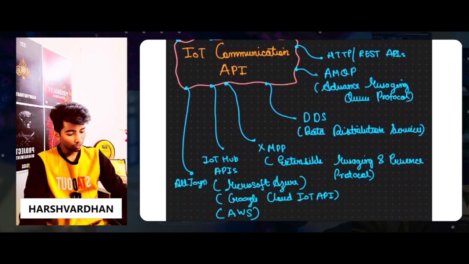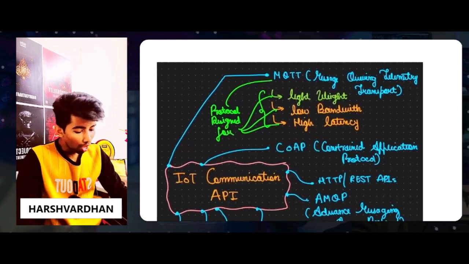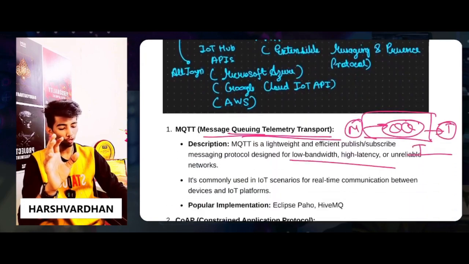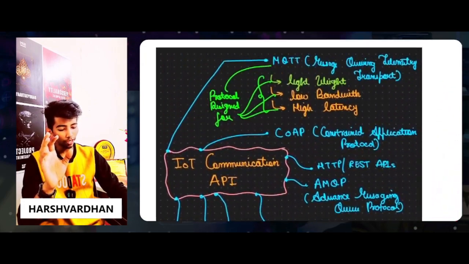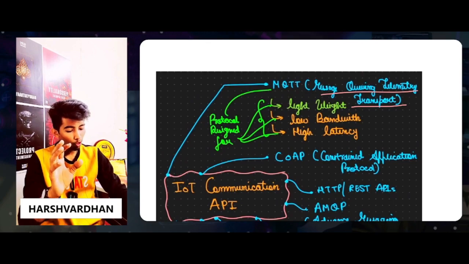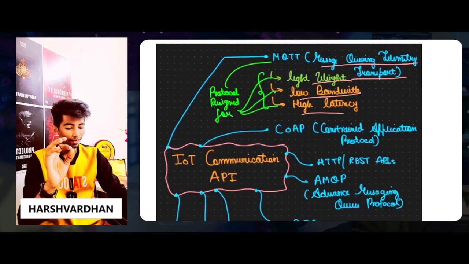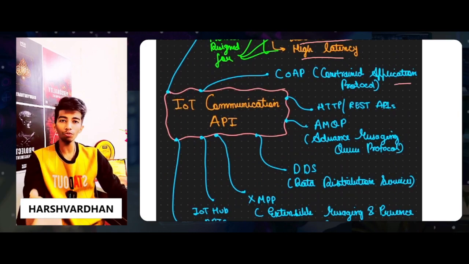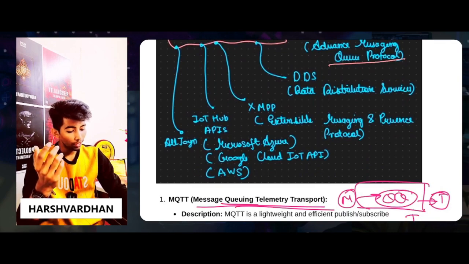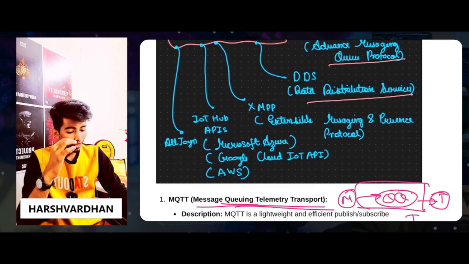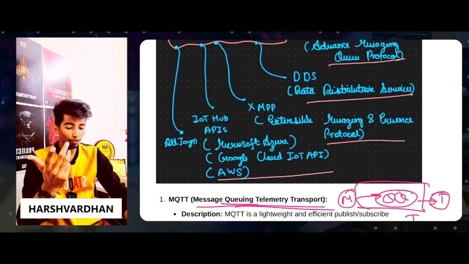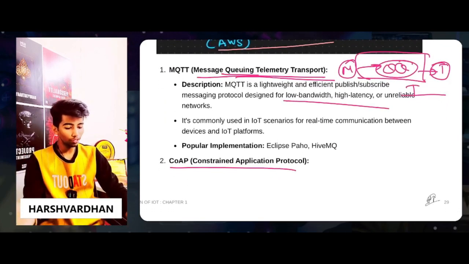So you can see this, and these are the protocol stuff. For the API to work, you will require a certain protocol, right? So what kind of protocols are there? First of all, there is Message Queuing Telemetry Transport, a protocol designed for lightweight, low bandwidth and high latency. Constrained Application Protocol is there. HTTP, Advanced Message Queuing Protocol, Data Distribution Service, Extensible Messaging and Presence Protocol, Microsoft Azure, Google IoT API is there. So all kinds of protocols are mentioned, right?